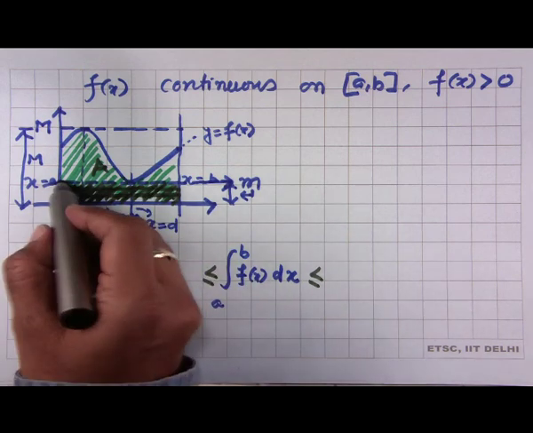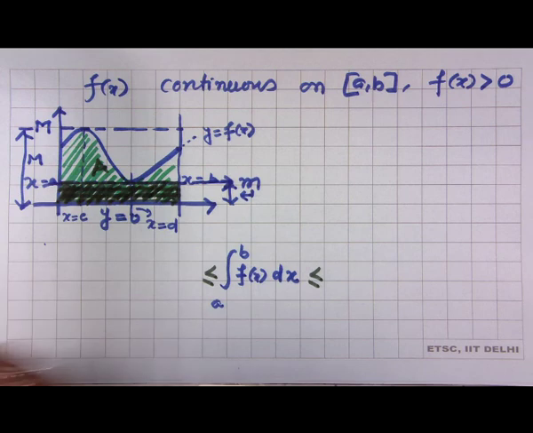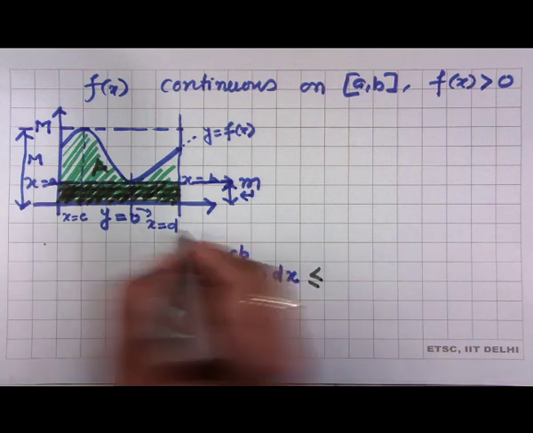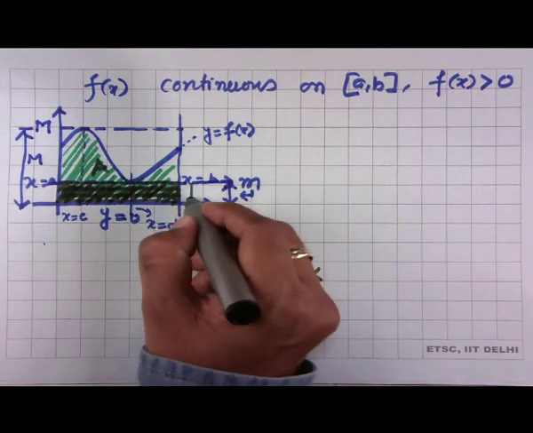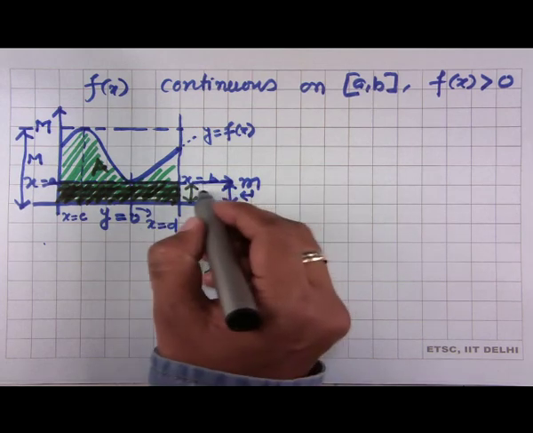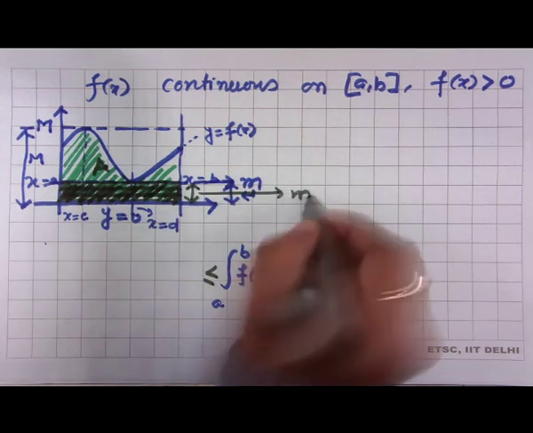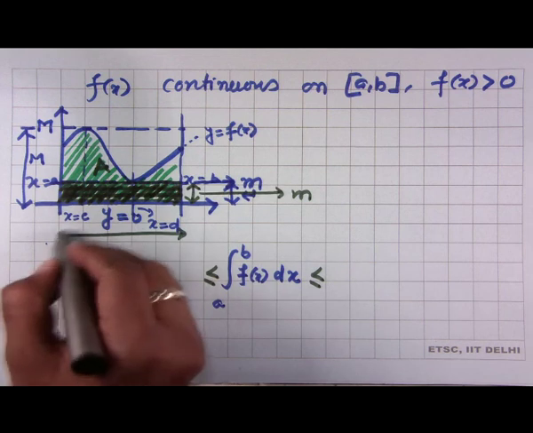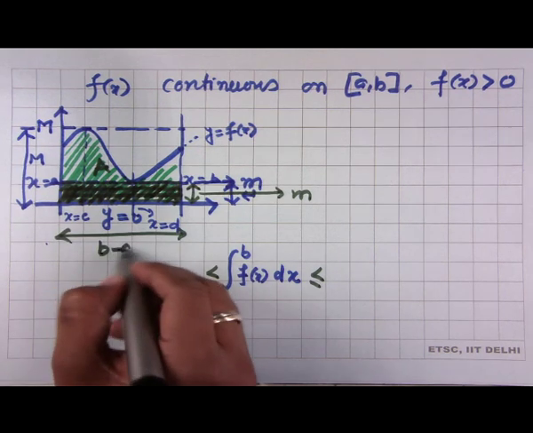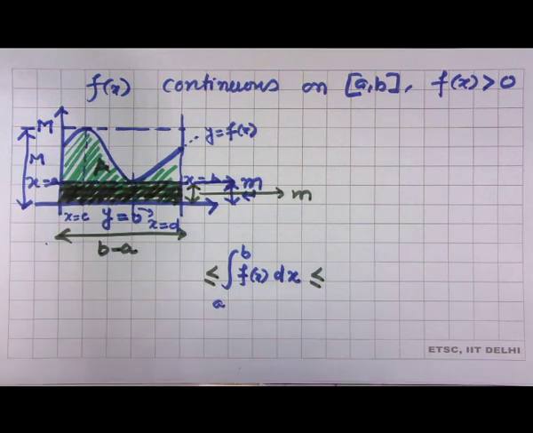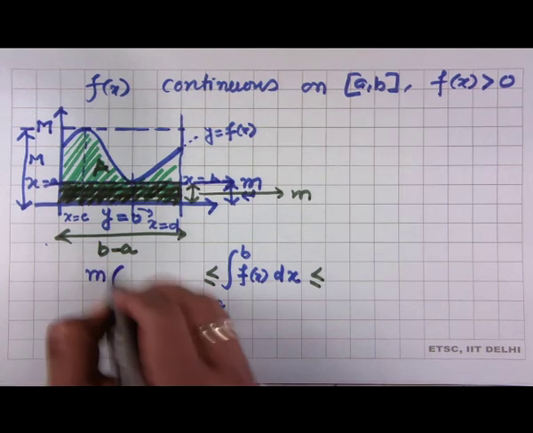And what is the area of this rectangle? That is very easy to see: the height of this rectangle is small m, and the width of the rectangle is b minus a. So the area of the small rectangle will be m into (b minus a).